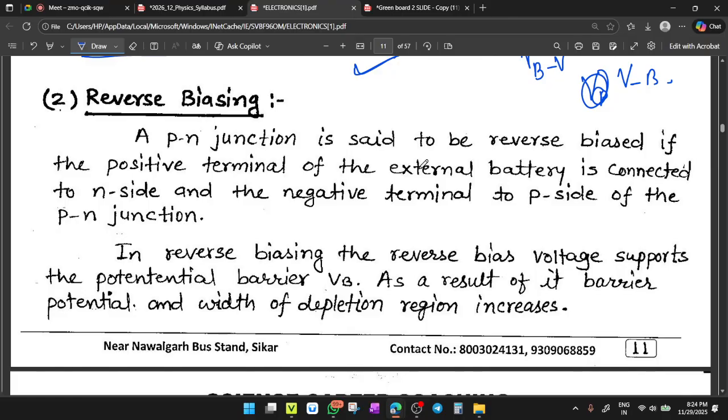Then this biasing is called reverse biasing. A PN junction is said to be reverse biased if the positive terminal of the external battery is connected to the N side and the negative terminal to the P side of the PN junction. In reverse biasing, the reverse bias voltage supports the potential barrier VB.